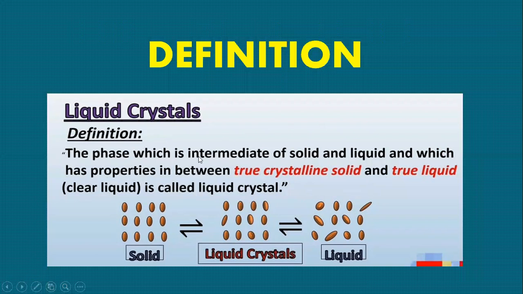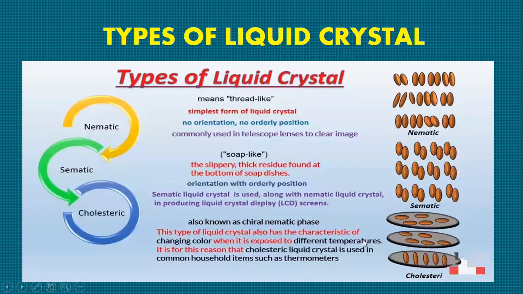This intermediate phase has properties of both crystalline solids and true liquid. Here is the solid, and you can see it is orderly arranged. Then these are the liquid crystals. Molecules have a little bit of orderly arrangement, and these are the liquid molecules.